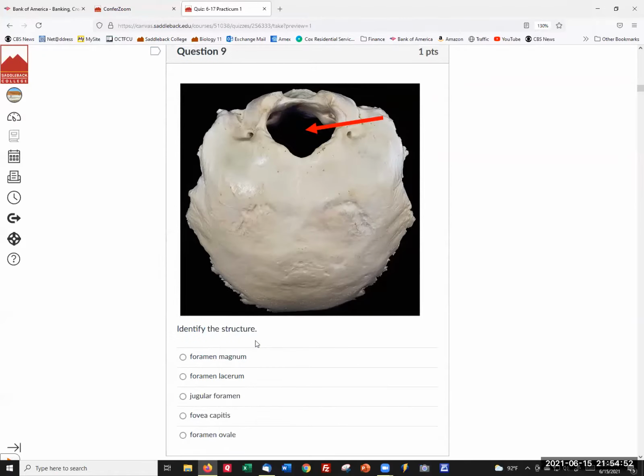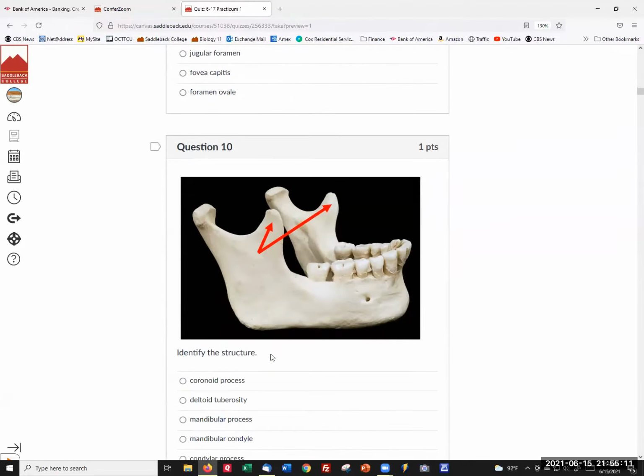The 9th question. Well, this is for Michael. What is it? Foramen magnum. Yeah. When you get an easy question like this, there's no excuse for missing it.